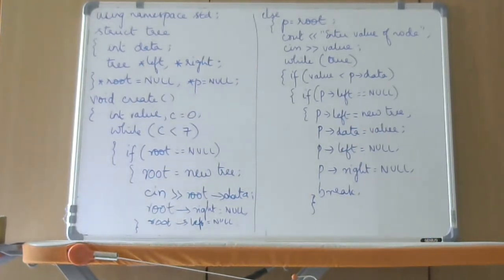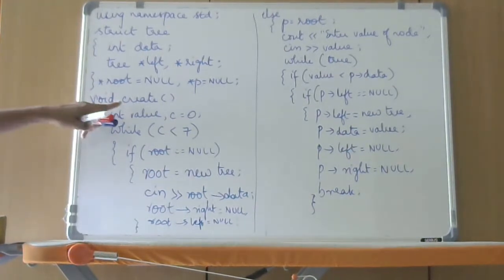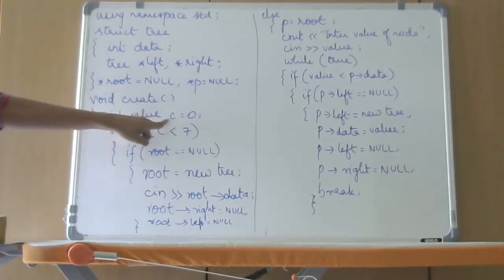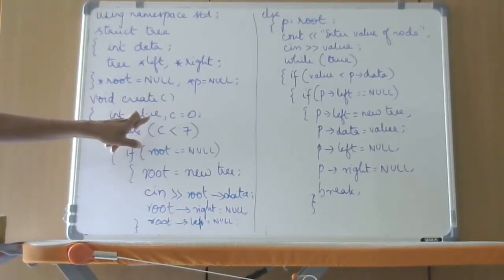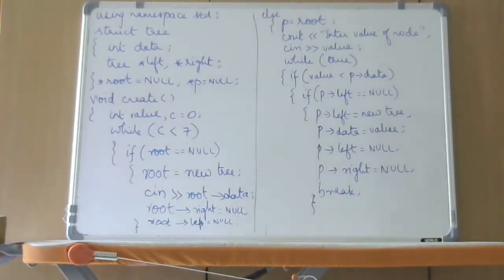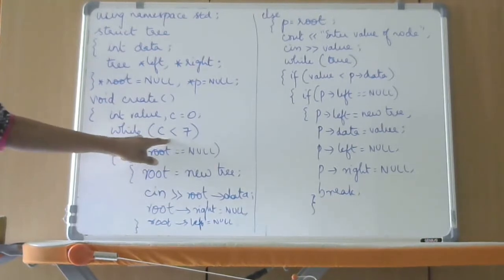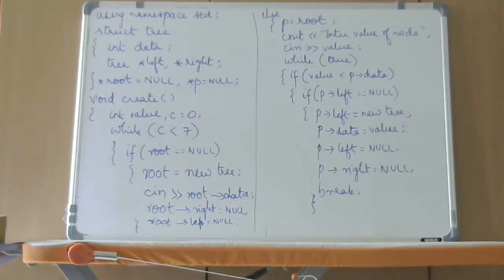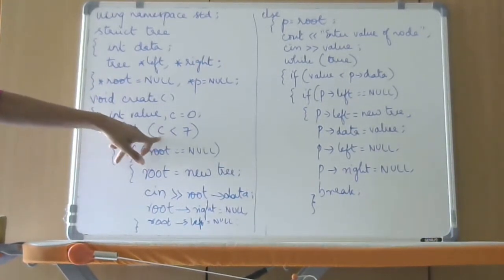So first let us create the tree in terms of adding the nodes. I am taking void create int value. I have taken two integer variables, value and c. C is going to act as a counter for the number of nodes. I am taking while c is less than 7. I am not going to take more than 7 nodes, but if you want, you can change that number.